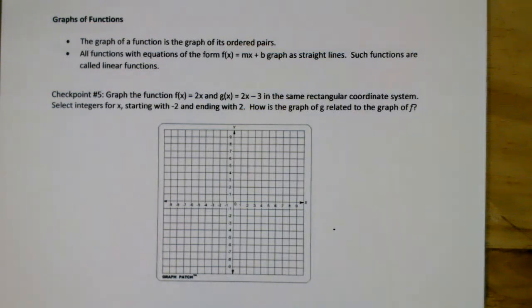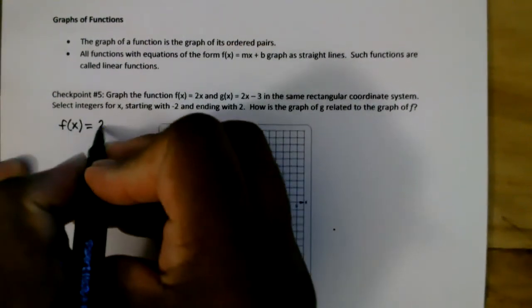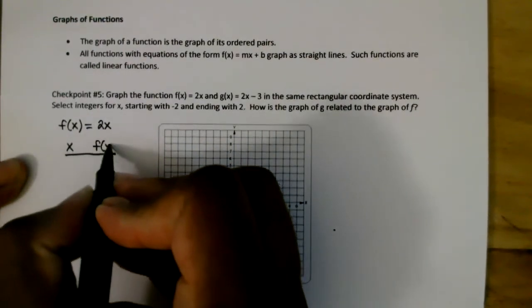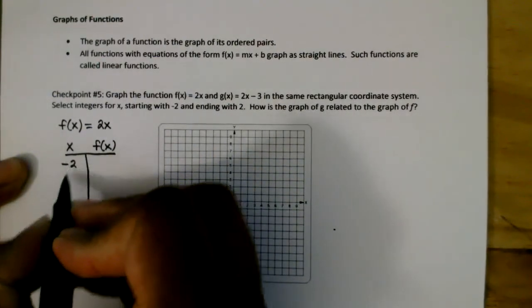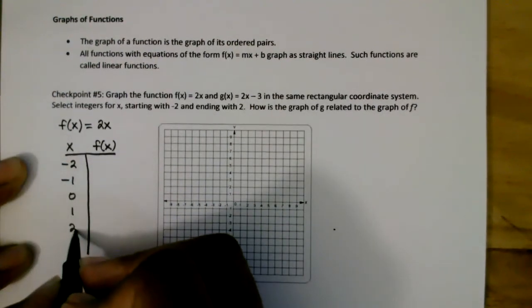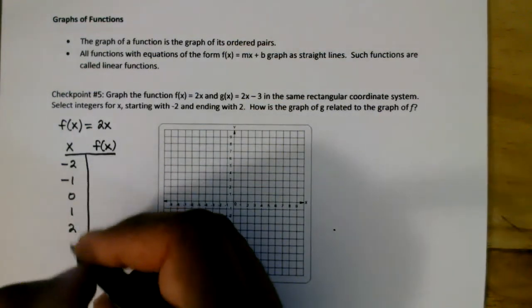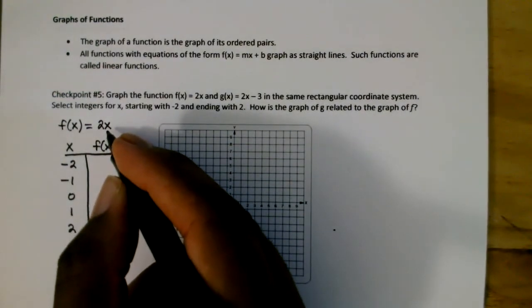Select integers for x starting with -2 and ending with 2. How is the graph of g related to the graph of f? Okay, so let's start off with f of x is equal to 2x. So here, I'm just going to create a table with x and f of x. We're starting from -2, ending with 2. And f of x is 2x means each x value will be substituted in this function in place of x.